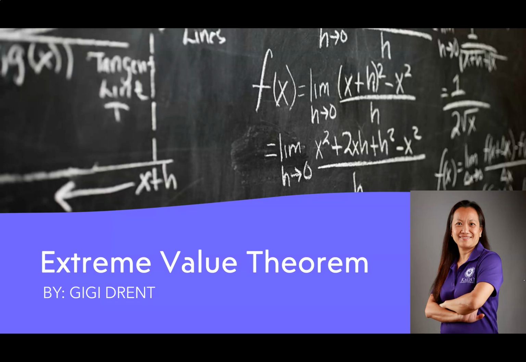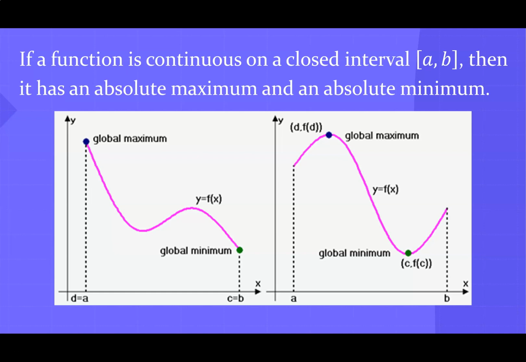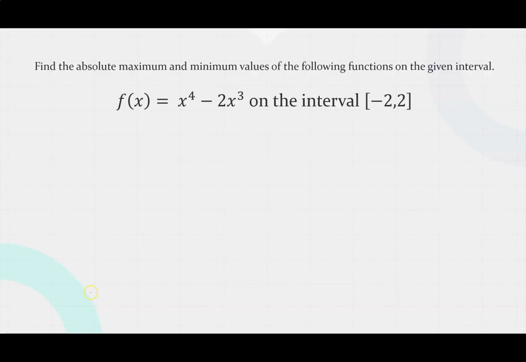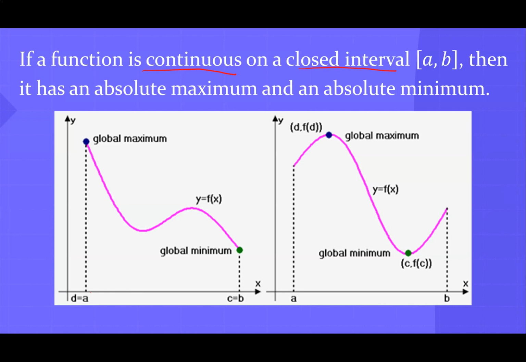This video is on the extreme value theorem, meaning we are going to use the extreme value theorem to find the absolute maximum and minimum of a function. The theorem says that if a function is continuous on a closed interval, for example, let's take a look at the one on the left-hand side. Closed interval AB. So here's A, here's B, and we're looking at the closed interval AB.